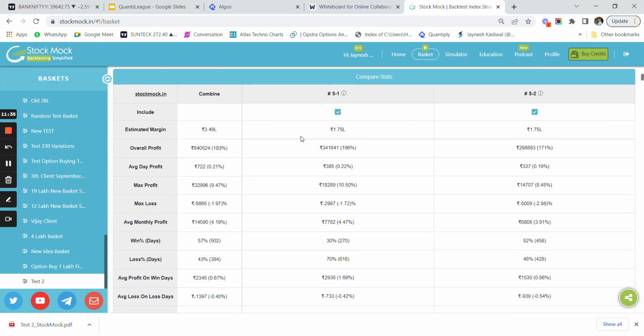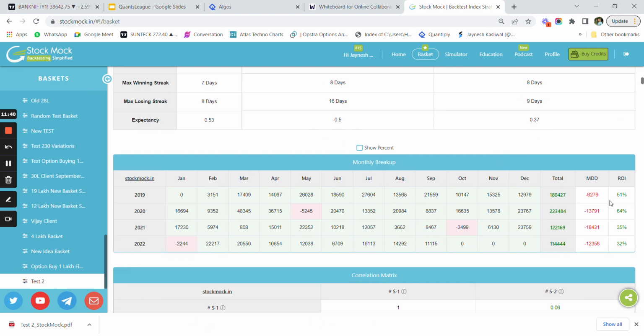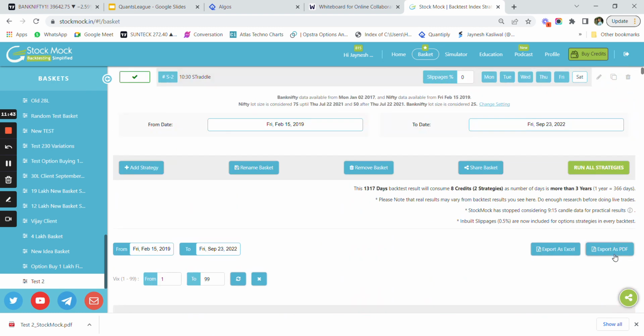Okay, so we can see the returns have come down, and you can see there has been no change that much in the returns and all. So I will export this.